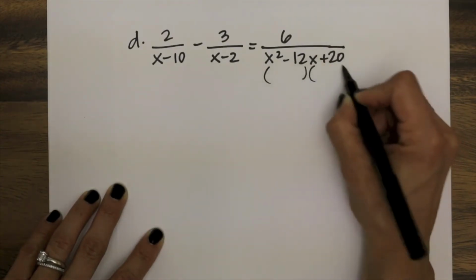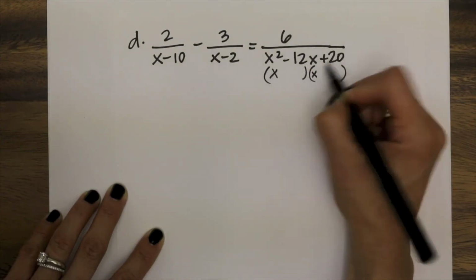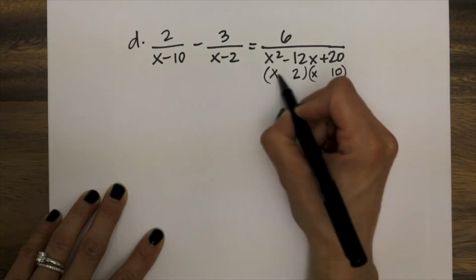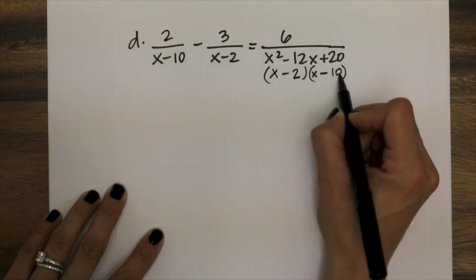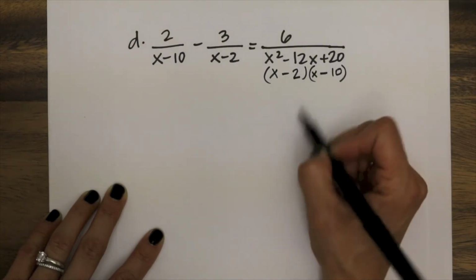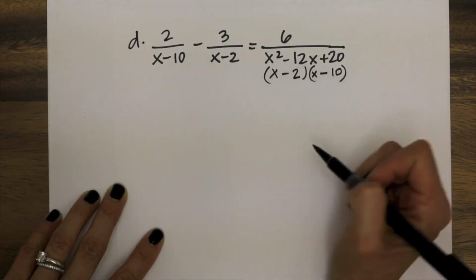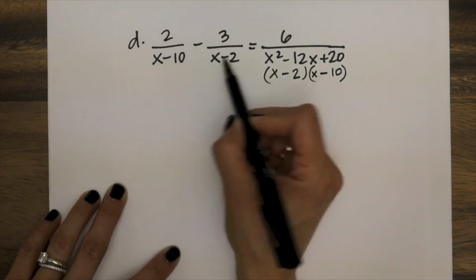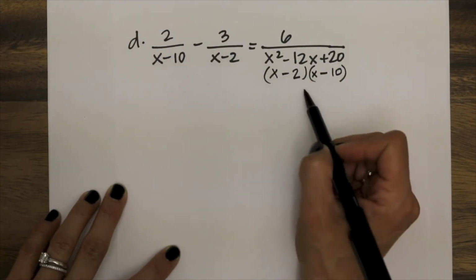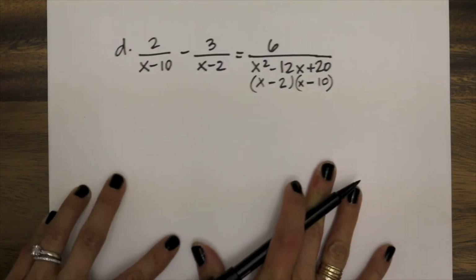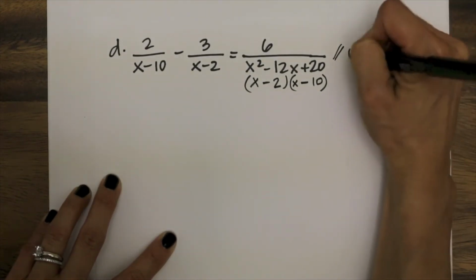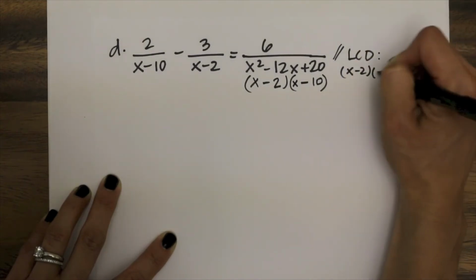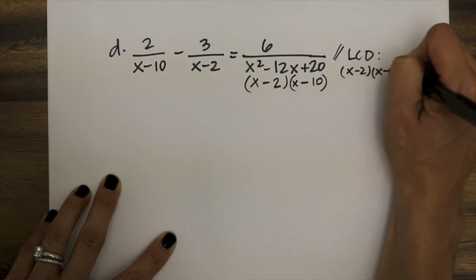So if you factor this, problems are usually rigged. Right here you have 2 times 10 is 20, and if you make them both negative, it definitely combines to give you the negative 12. And oh my goodness, look at that. We have x minus 10, x minus 2, and then over here we also have x minus 2, x minus 10. So that worked out really nice. Our LCD is going to be both binomials, x minus 2 and x minus 10.